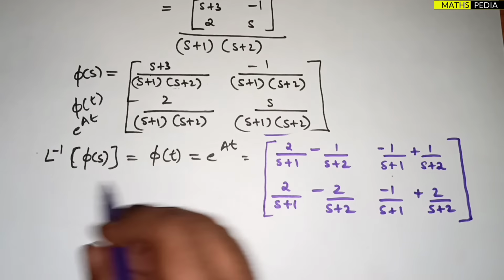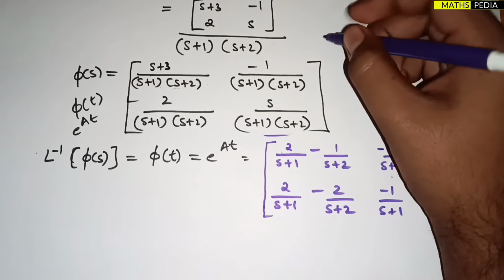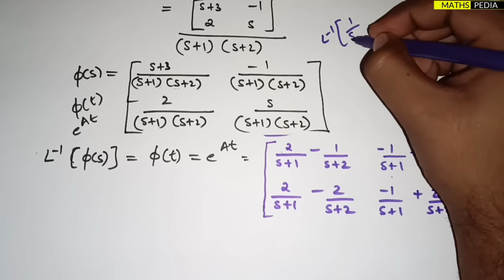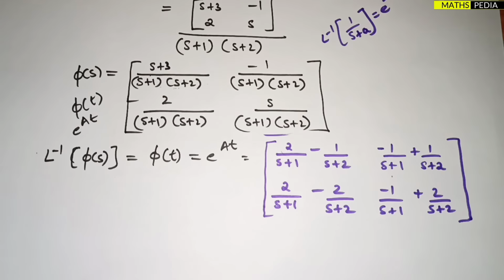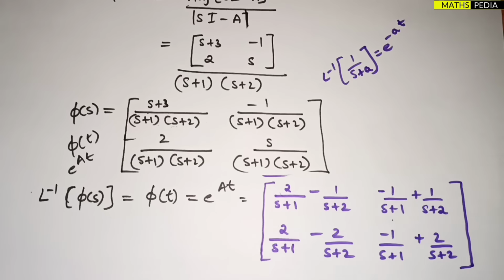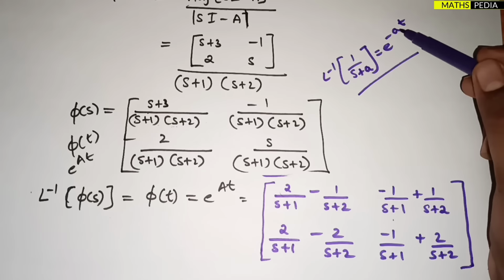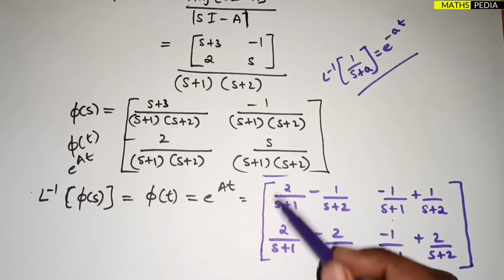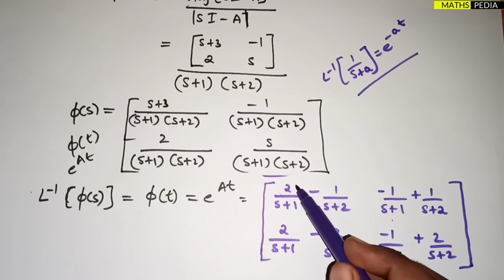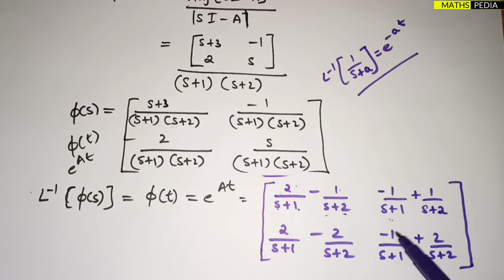Now we have to find the Laplace inverse, right? For each term in the matrix we have to find the Laplace inverse. The simple thing you want to understand here: the Laplace inverse of 1 by s plus a is e power minus at. This formula you have to remember. 1 by s plus a, Laplace inverse will be e power minus at. For each and every term you can see here, it is in the form of 1 by s plus a. Ignore the constant.